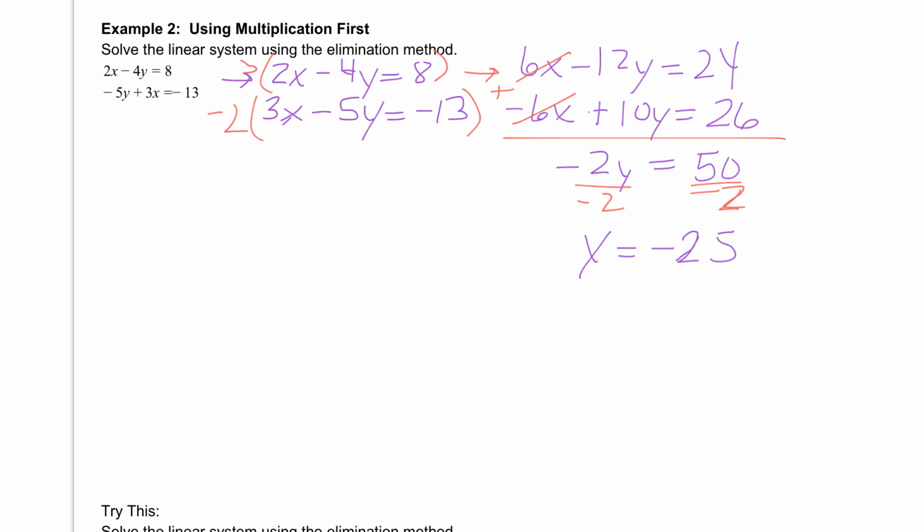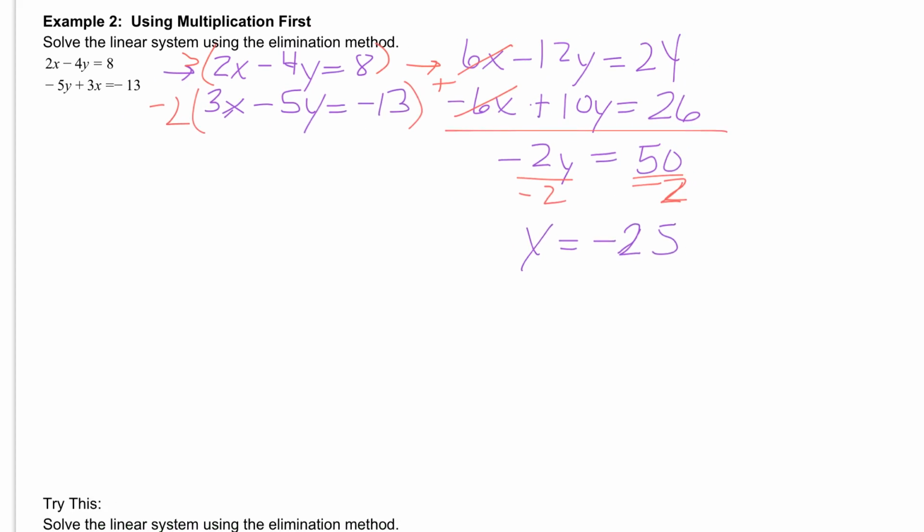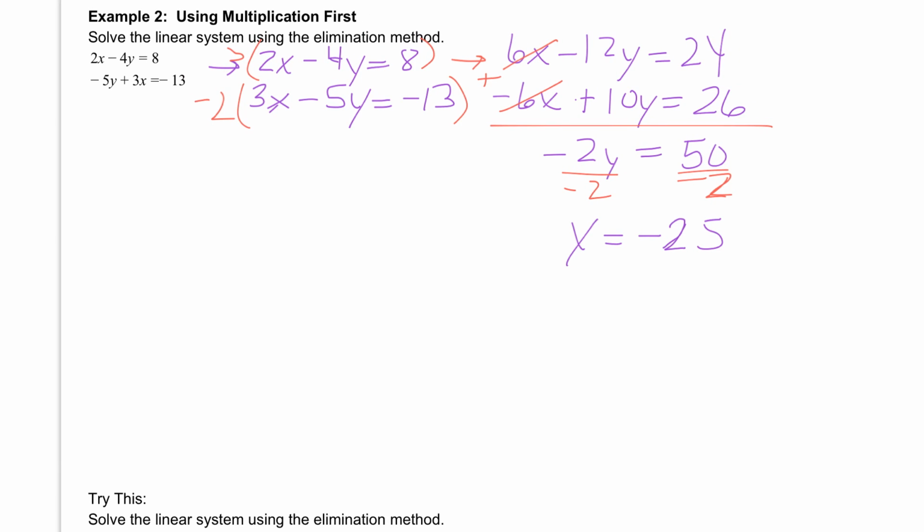And now what I need to do is I need to get my x value. So I'm going to take my y value of negative 25, and I'm going to plug it back in to one of my original equations. So coming back, I can either do the top one or I can do the bottom one. I'm just going to do the top one. And I have 2 times x minus 4. And since I know what y is now, I'm going to plug the negative 25 in for the y right there. So times negative 25 equals 8.